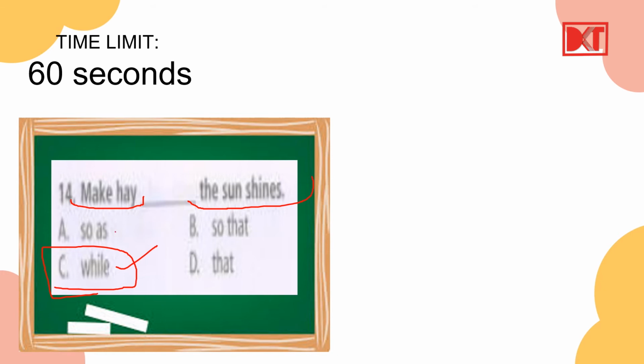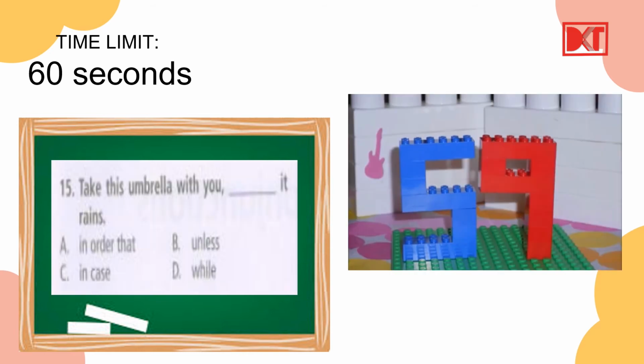So as again is used to provide a certain purpose, reasoning, so that again, and that for certain statements like we use in reported speech. Alright.